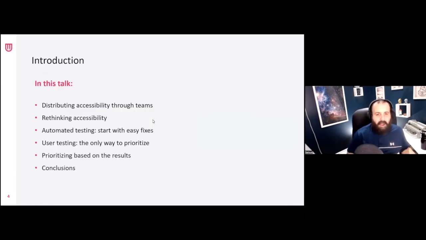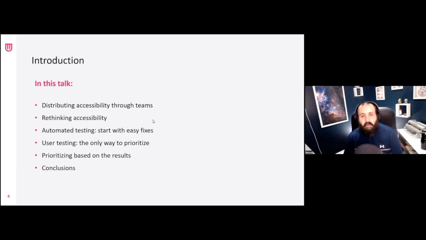So what are we going to be talking about when we think about prioritizing accessibility issues? We're going to be talking about the importance of distributing accessibility throughout your team. We're going to be spending some time talking about rethinking accessibility and what it means and what it is and who it benefits. We're going to cover automated testing and when that is the right tool for the job.